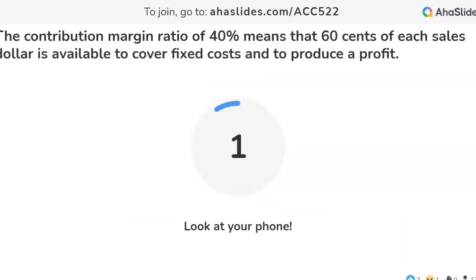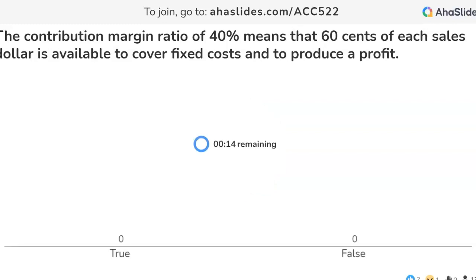Now the contribution margin ratio of 40% means that 60 cents of each sales dollar is available to cover the fixed and produce a profit. True or false?